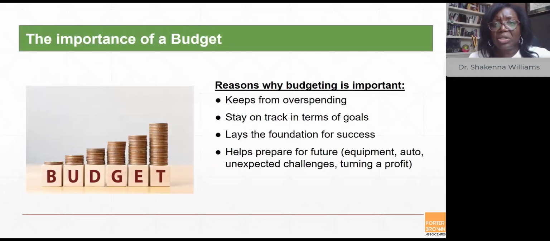Why is the budget so important? It helps you from overspending, it keeps you on track of your goals, it lays the foundation for success, and it helps you prepare for the future. If you want to buy equipment, an auto, or really prepare for those unwanted challenges that occur in your business and also turning a profit.